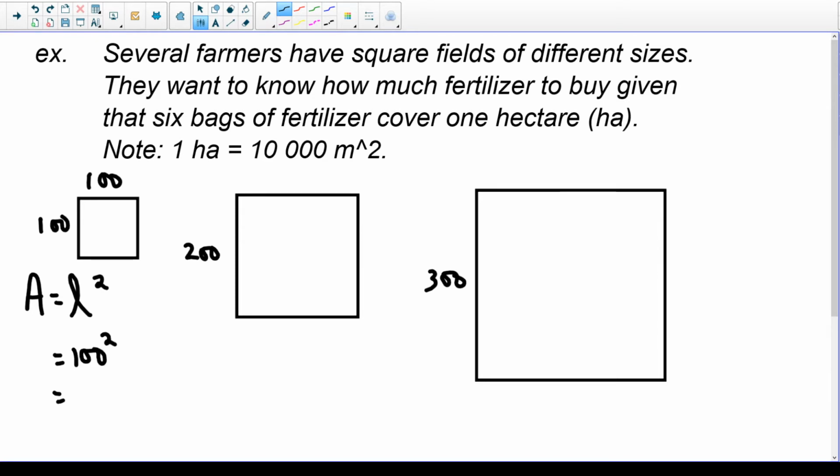Well, for 100 squared, the quick way of doing this without a calculator is there are 2 zeros in 100. As soon as you multiply things with a bunch of zeros at the end, basically you're just adding up how many zeros there would be. So it's 100 times 100, which would mean 4 zeros. 4 zeros is 10,000. So this is actually 1 hectare. Now if we go to the 200 length side for the square field, we would now be doing 200 times 200.